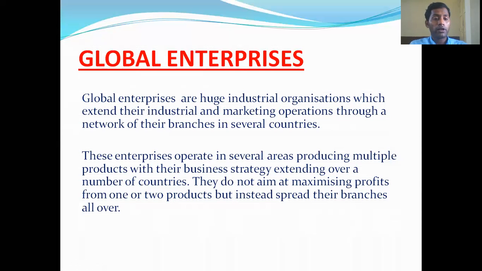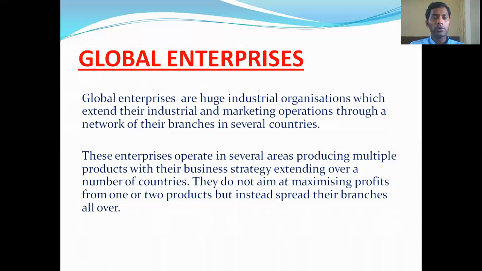That is the biggest concept, and very interesting also. They need plenty of management skill and plenty of marketing skill. They should have a sound financial background. Then only can they become global enterprises. That is what it is all about.